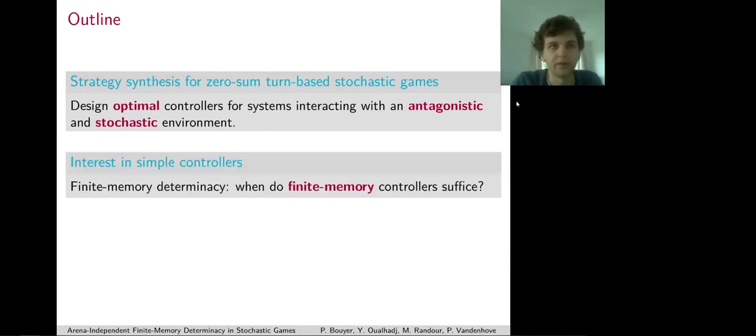The main question we seek to answer is for which objectives are simple controllers sufficient to be optimal? And here we'll assume that simple means that it can be implemented with finite memory. So the question is the finite memory determinacy question, which is for which objectives do finite memory controllers suffice to be optimal, or to play optimally, using a game theoretic vocabulary?